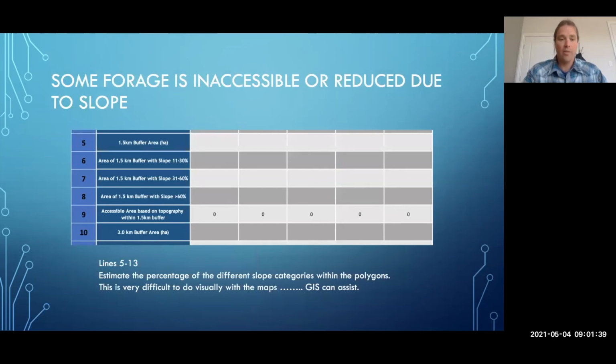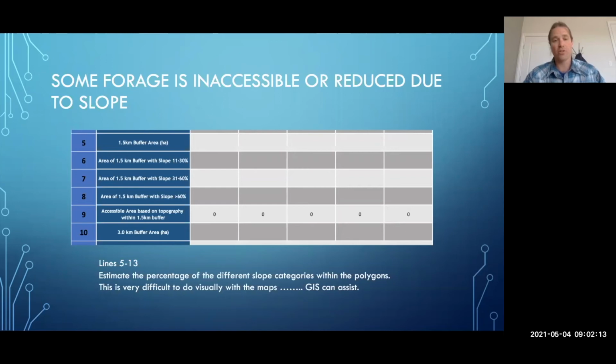And so that estimate would go into line 5. So you would put your area within 1.5 kilometers into line 5, and then within that, we also want to look at what is the slope within that buffer zone or within that predicted zone of use, because slope will influence the livestock's ability to access areas that they're not going to be able to travel as efficiently in sloped landscapes.